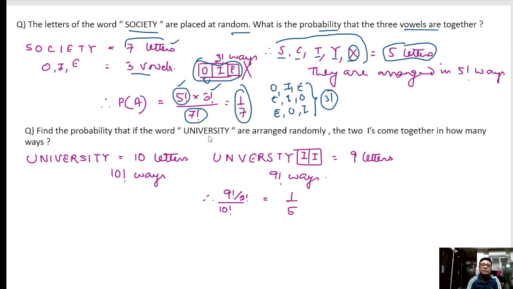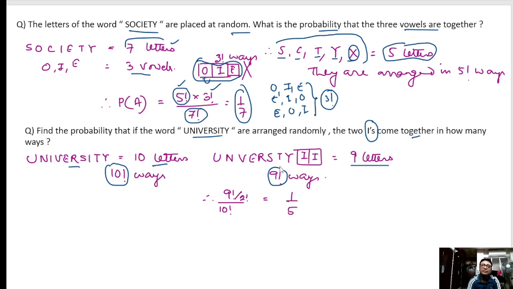Next, there is the word university, and I want the 2 I's to come together. The word university has 10 letters. They can be arranged in 10 factorial ways. Now the 2 I's, I can make into one box. So that makes a total of 9 letters, which can be arranged in 9 factorial ways.